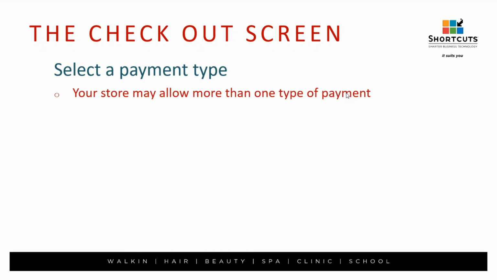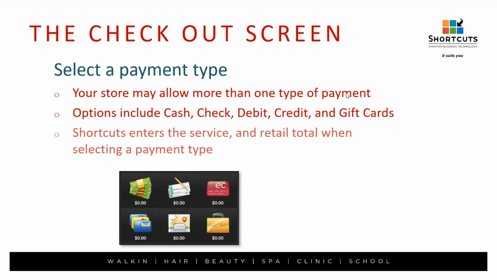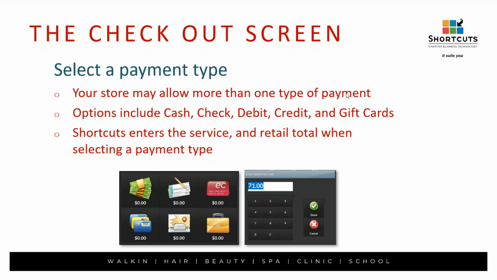So your payment types. On the bottom left corner is where you tell Shortcuts what your payment types are. Now, depending on your business, you may not have all of these available. If you are an enterprise customer, some of these may be blocked. If you are a barbershop or a nail salon that only deals in cash, then maybe cash is the only option that you have. But some of these include cash, checks, debit cards, credit cards, gift certificates, and accounts. So you can always tell Shortcuts how the customer is paying, whether you have an integrated credit card system or not.